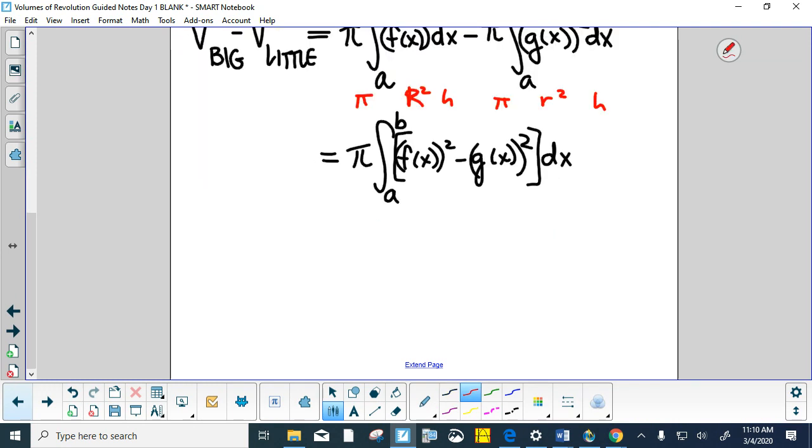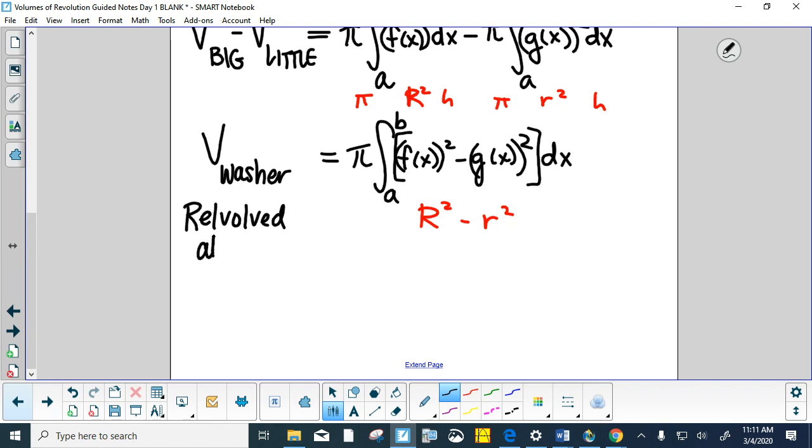I like to think of this as big R squared minus little r squared. And this is the volume of a washer. And clearly this is revolved about the x-axis, right?